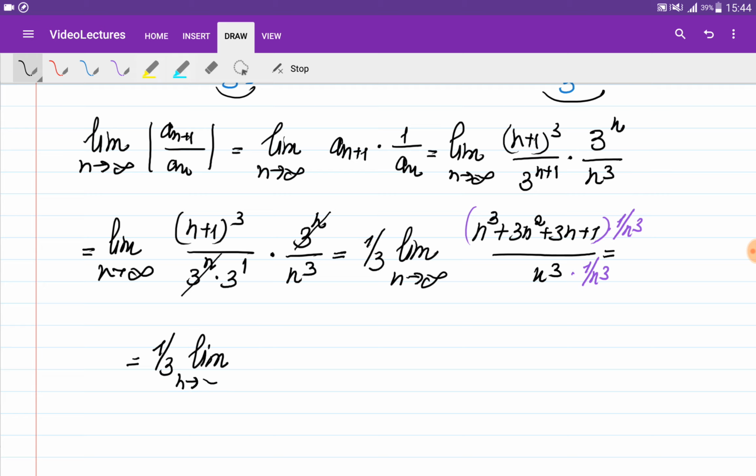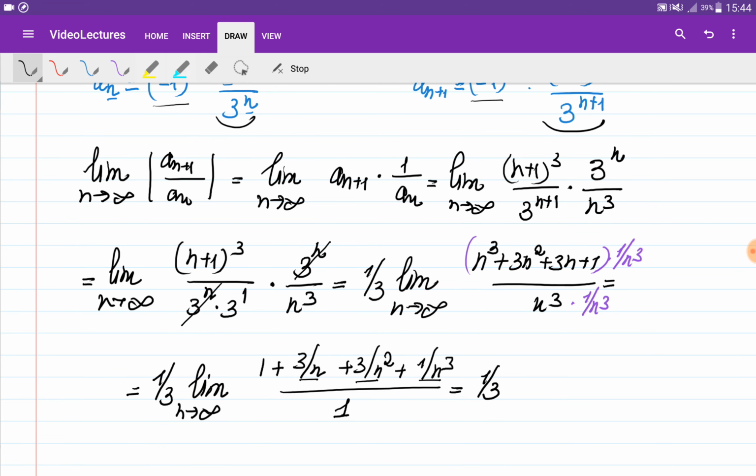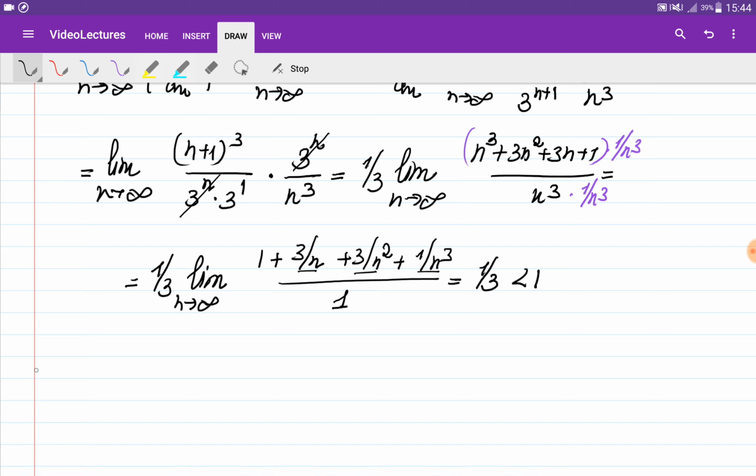So in this case, it's going to be 1 plus 3 over n plus 3 over n squared plus 1 over n cubed, divided by 1. So when n goes to infinity, these terms are going to 0. And what is left is simply 1 over 3. So the limit of the ratio of a(n+1) to a(n) exists, and this is equal to a constant, which is less than 1.